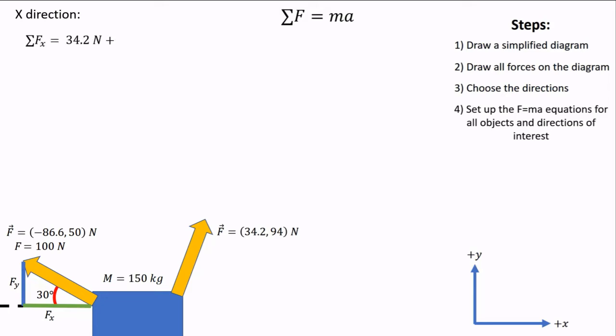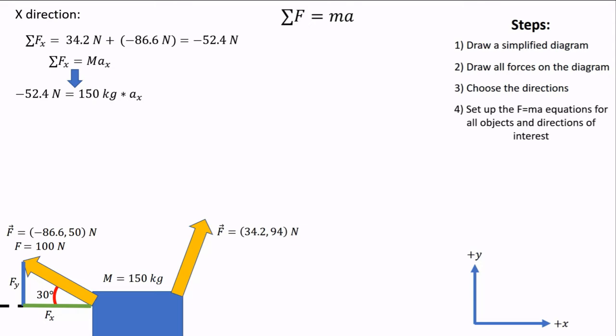We have a positive 34.2 newtons from the x component of the force on the right, and we add the x component of the force on the left, which happens to be negative 86.6 newtons. So the sum of forces equals negative 52.4 newtons. That means that the net force will be pointed leftward. This equals the mass times the acceleration in the x direction, so we can write this equation. Our equation has been set up, and we'll use it in the final step.